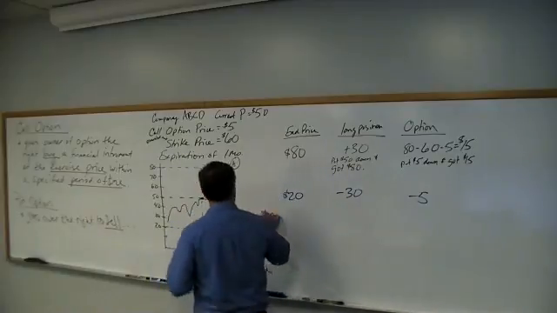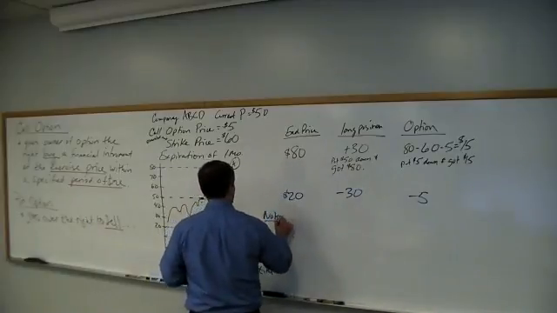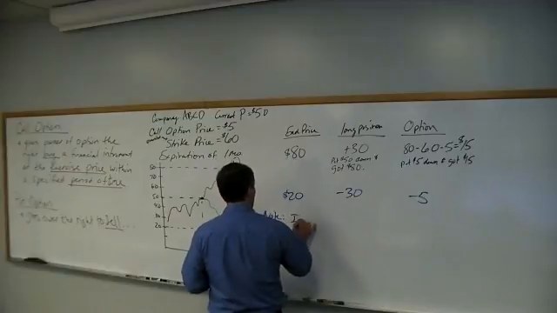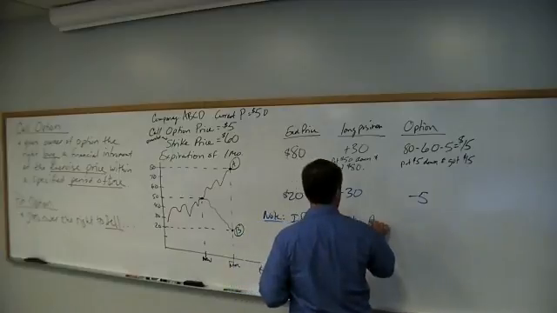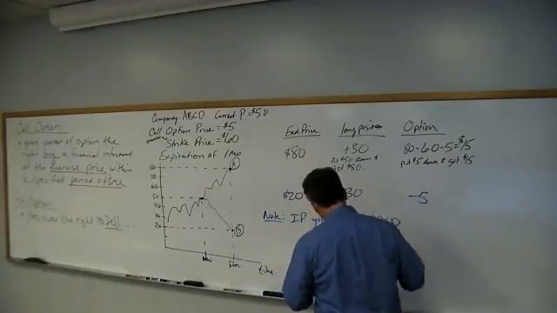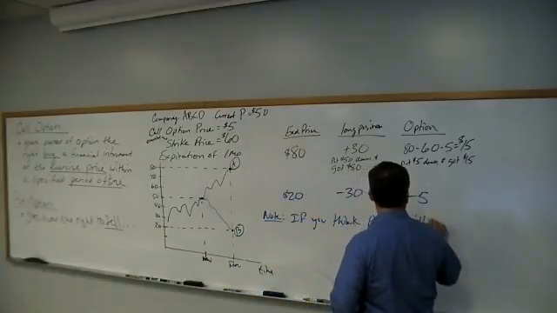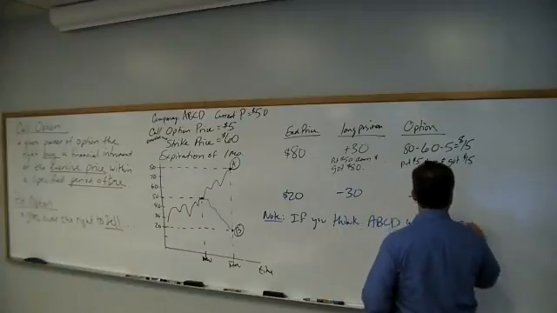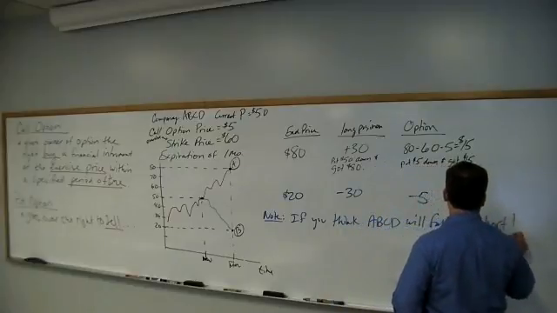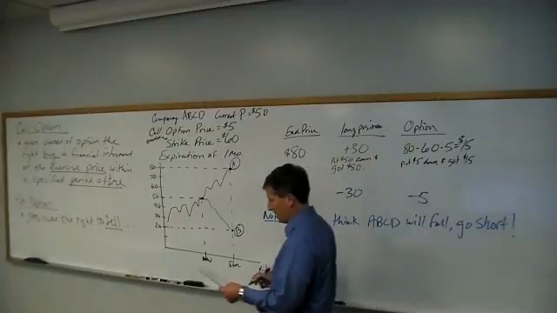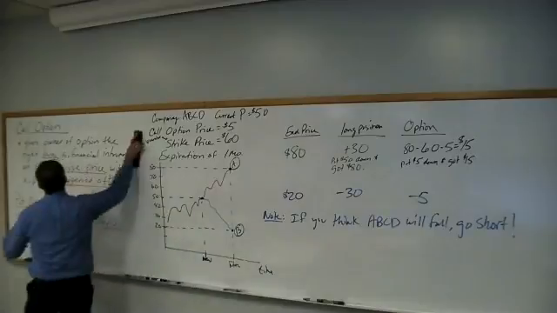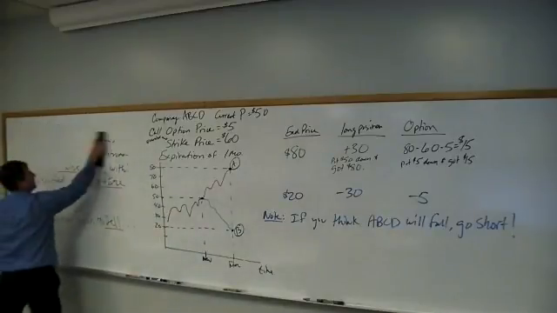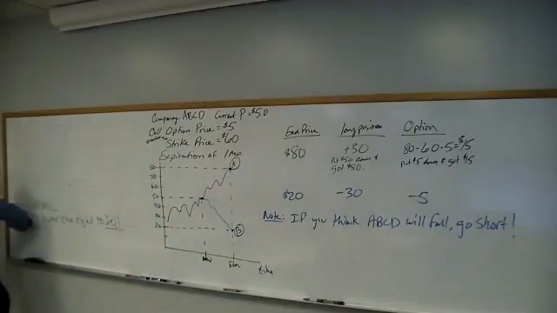So note, if you think ABC D will fall, go short. Take a short position, either on a put option or in a short position for the stock.